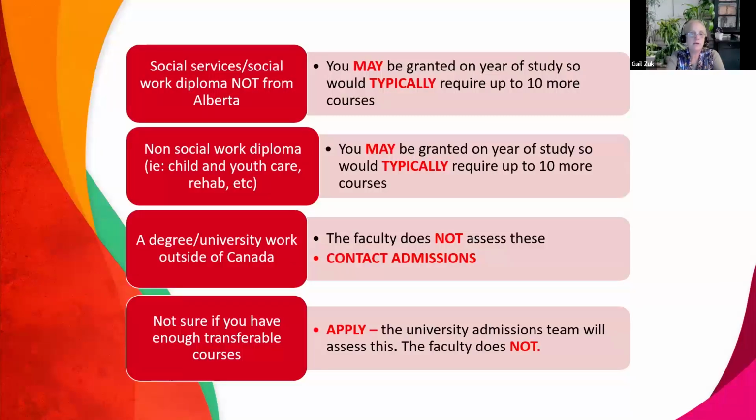Another question we get a lot of is, I don't know if I have enough transferable courses. I think I do, but I went to school from 2014 to 2016, and then I took 3 years off because I had kids, and then I think I went to this other institution for a year.